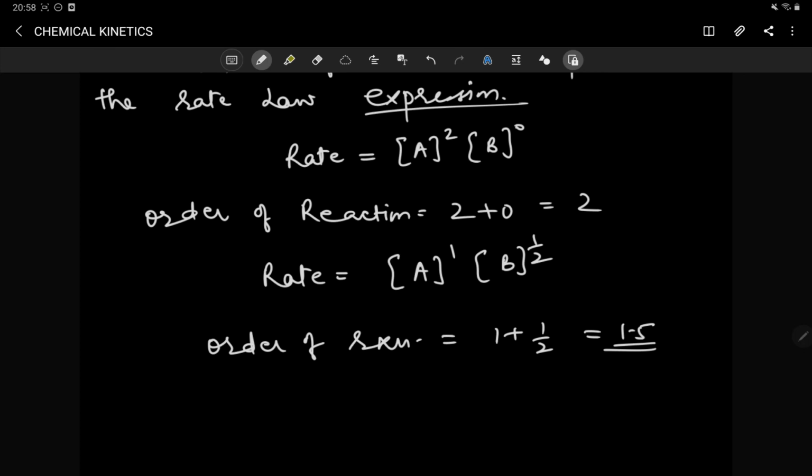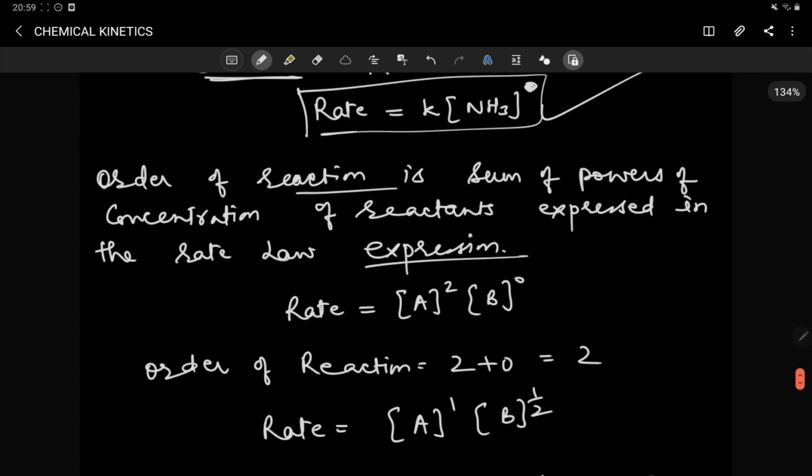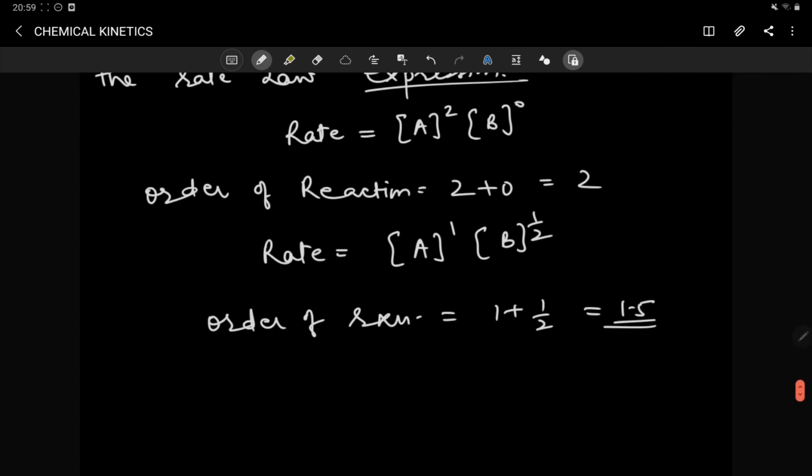So what I am trying to tell you here is that order of reaction can be 0, as we can observe in this equation, or it can be 1, 2, or it may be fractional also. So order of reaction can be 0 as well as fractional, or it can be 1, 2, 3. More than that is not so common, because order of reaction beyond 3 is going to be a complex reaction. What is a complex reaction? That we will discuss later.